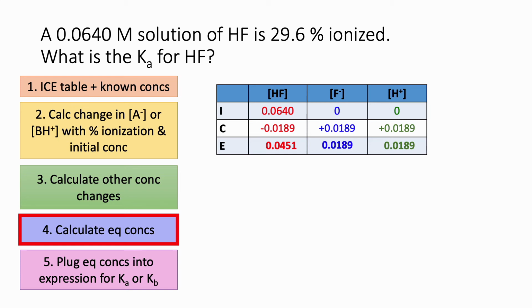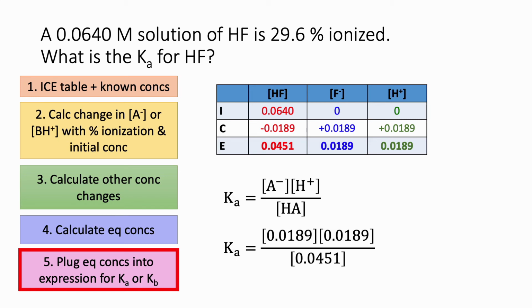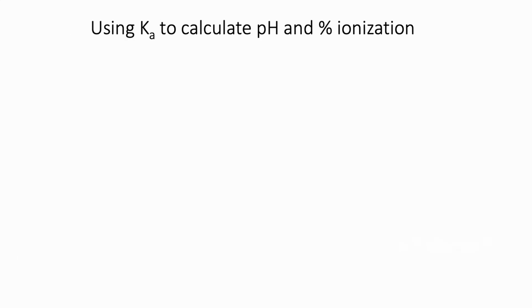And now we can take those concentrations and plug them into the Ka expression, which, remember, looks like this. So we plug those concentrations in and run it through our calculator, and we get 7.92 times 10 to the minus third. Now, we can also go the other direction.